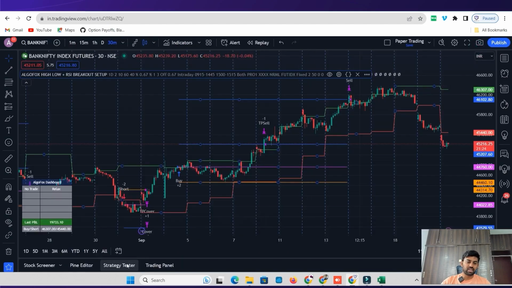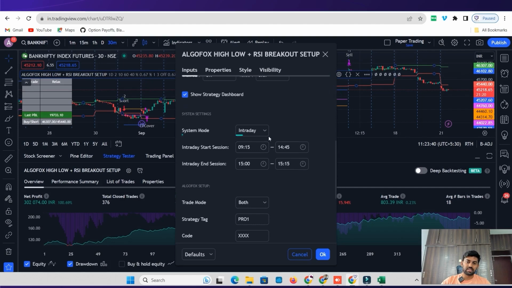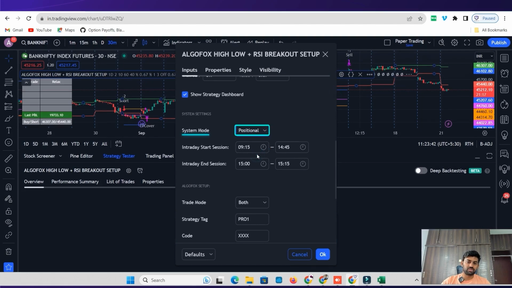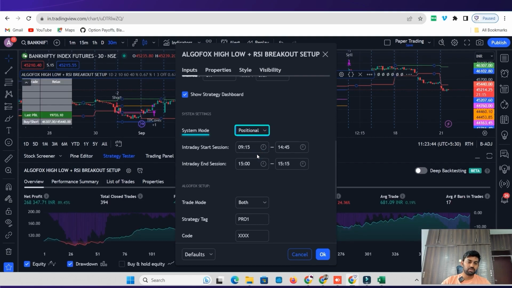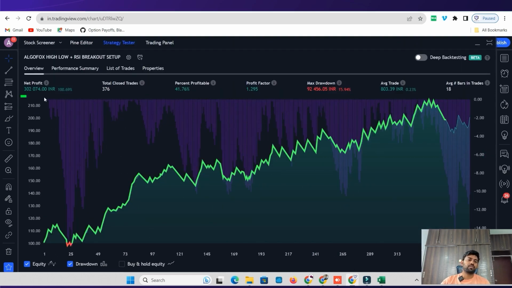I can even check the performance in positional mode. This is intraday. Let's make it positional and check. In the positional mode, the strategy gives a little less result comparatively. So in intraday, this strategy has a beautiful curve with a profitability of 100% in the last 4 years, with a win rate of 41%, profit factor of 1:1.3 approximately, and drawdown of just 16%.